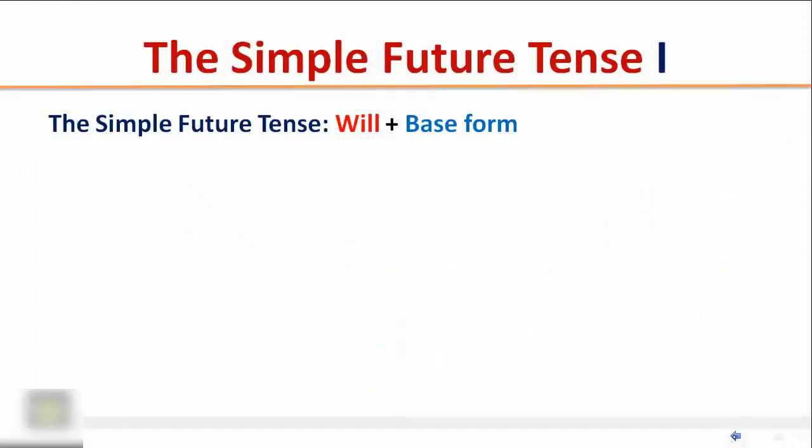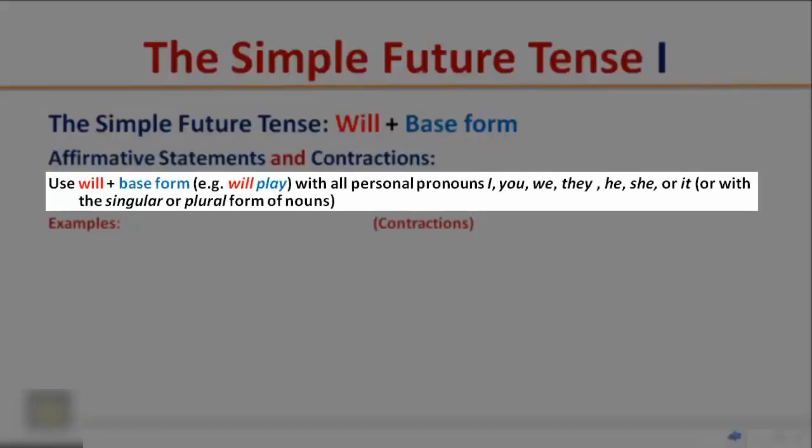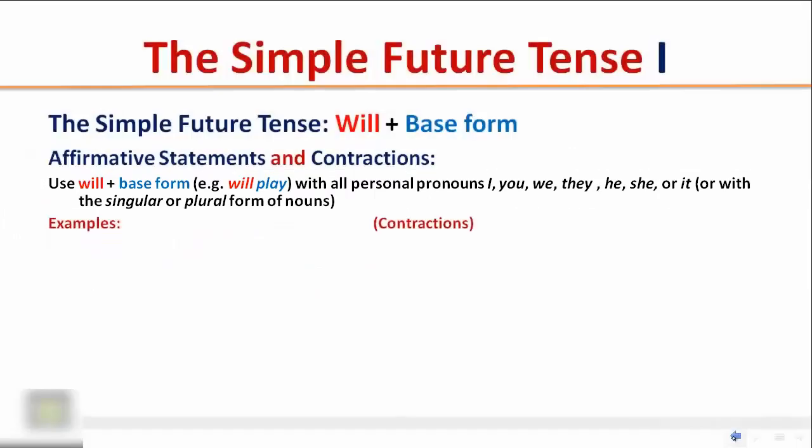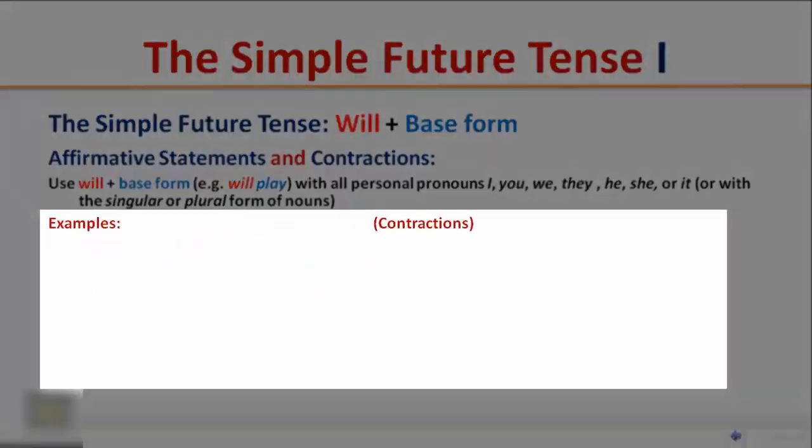The simple future tense, will plus base form. Affirmative statements and contractions. Use will plus base form, for example, will play, with all personal pronouns I, you, we, they, he, she, or it, or with the singular or plural form of nouns. Examples. I will be home at 8 o'clock. Contracted form, I'll be home at 8 o'clock.